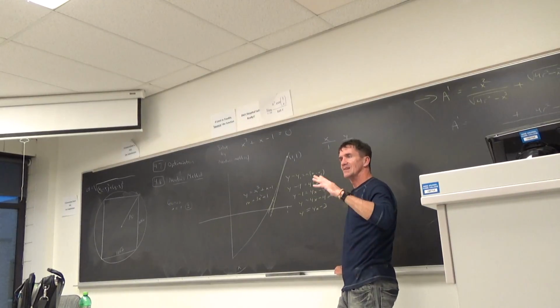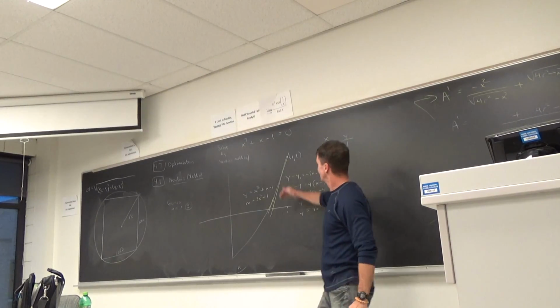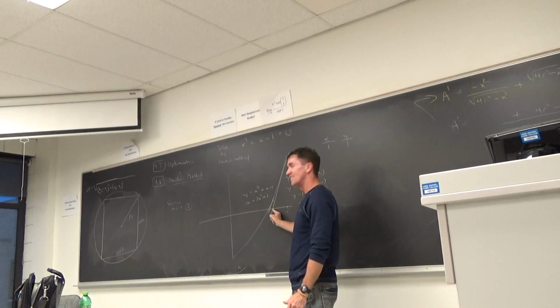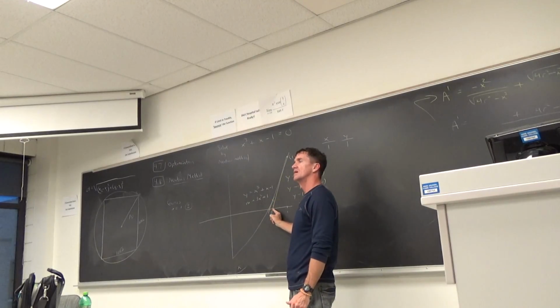This is Newton's idea. Do you like it? Isn't it brilliant? Tangent line. Find the what? What's that called? An x-intercept. Oh, go ahead, Josephine.